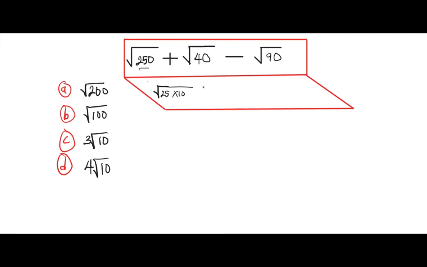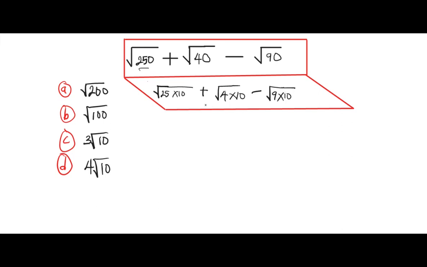Plus, let's do this also here: 40, and we can use 4 times 10 because 4 is a perfect square. So I have square root of 4 times 10, because 4 is a perfect square and 10 is not a perfect square. That is why we are using it. Here 25 is a perfect square and 10 is not. Then minus root of 9 times 10, because 9 is a perfect square and 10 is not.